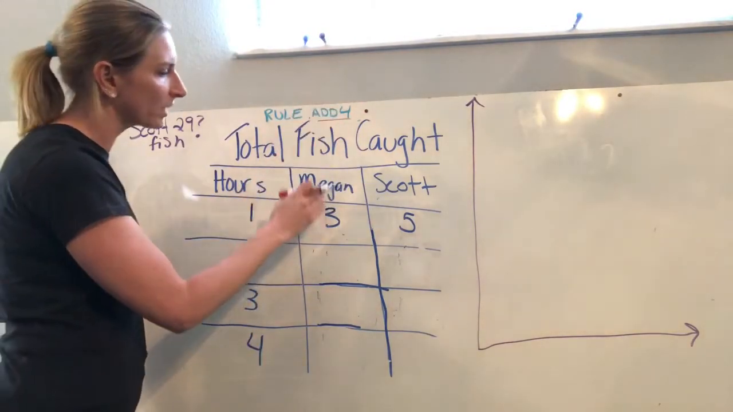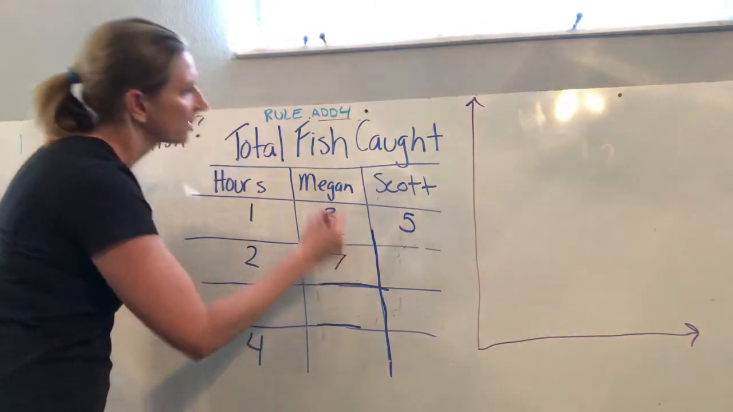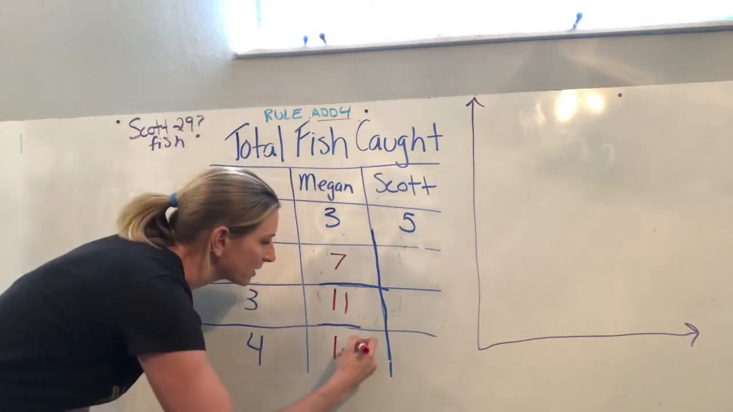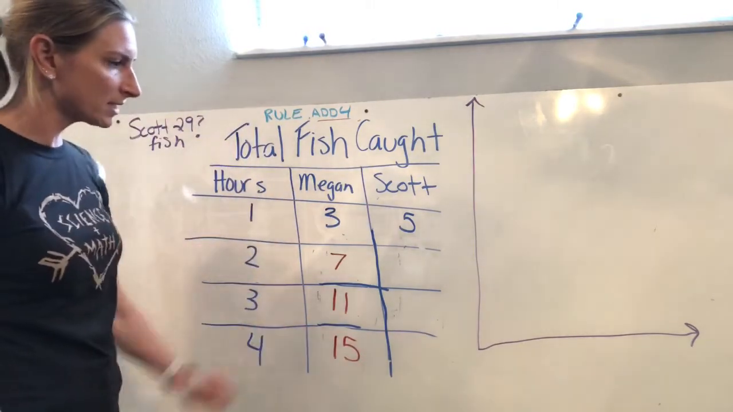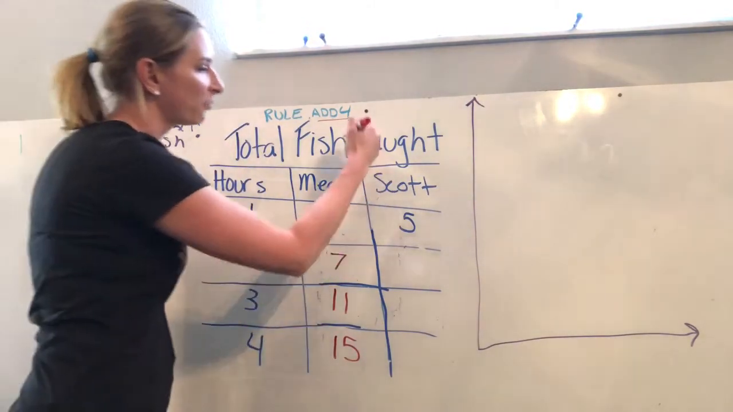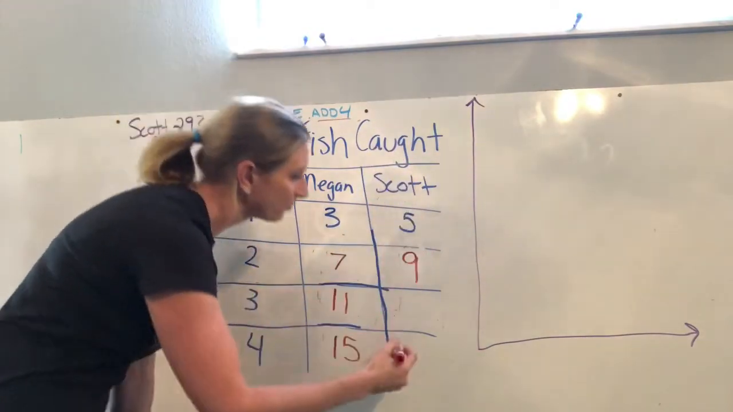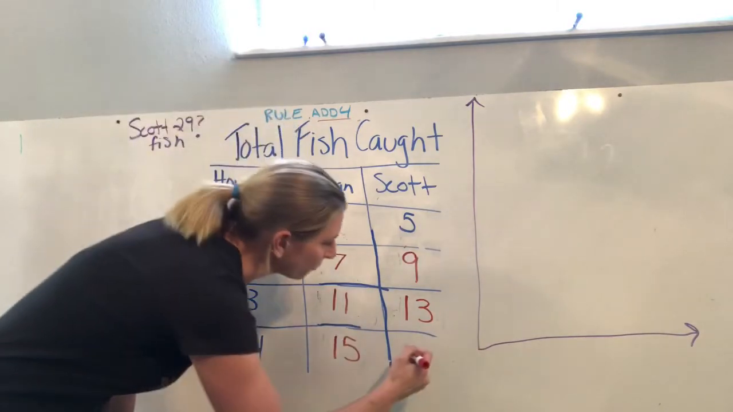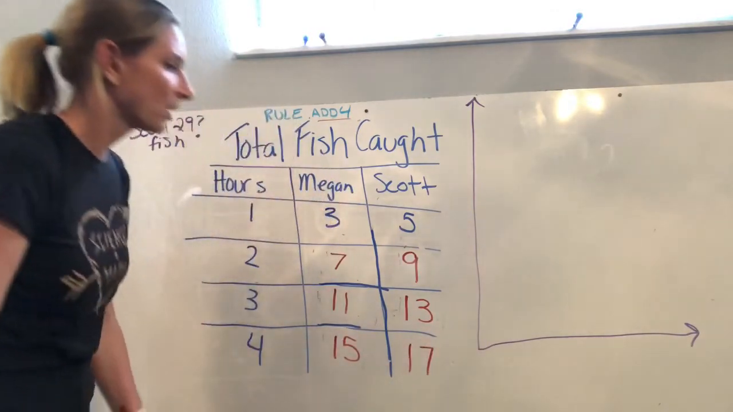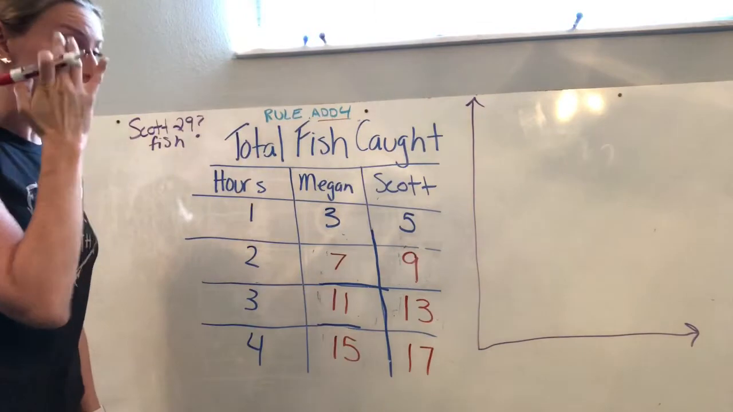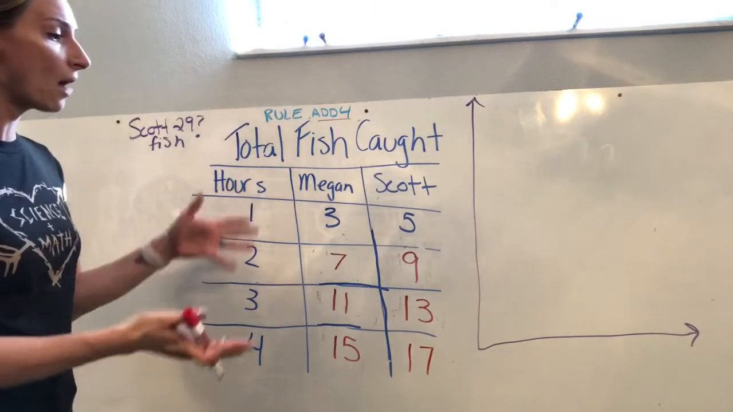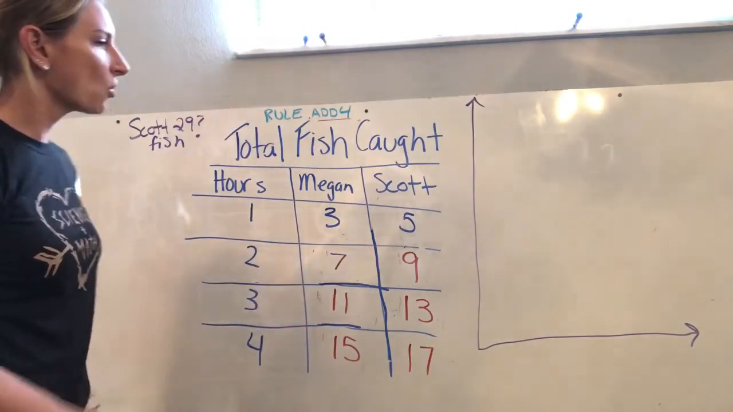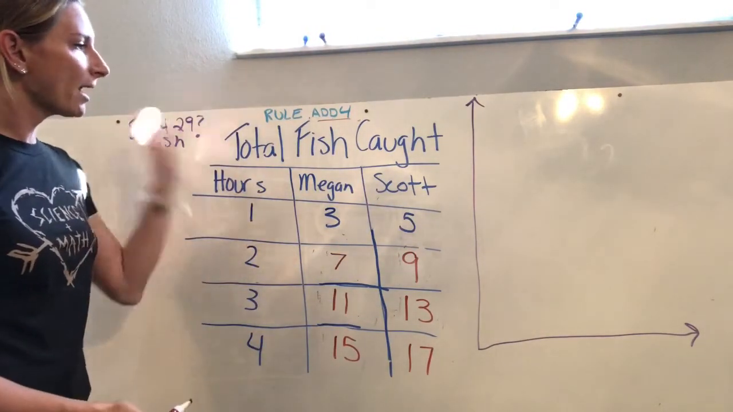So Megan has 3, 3 plus 4 is 7, 4 plus 7 is 11, and 11 plus 4 is 15. So Megan's taken care of. So let's look at Scott now. 5 plus 4 is 9. 9 plus 4 is 13. And 13 plus 4 is 17. So what I'm going to do now is look at how I can translate this into a graph.